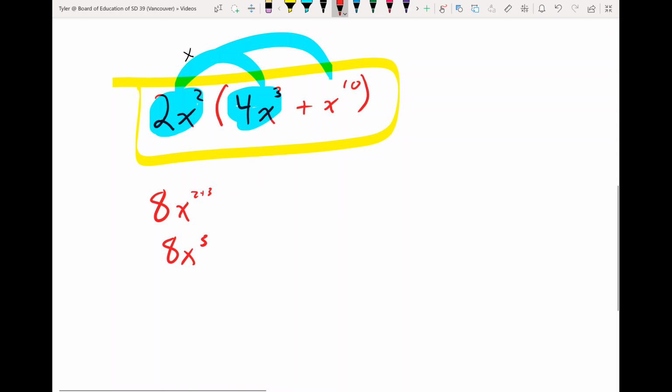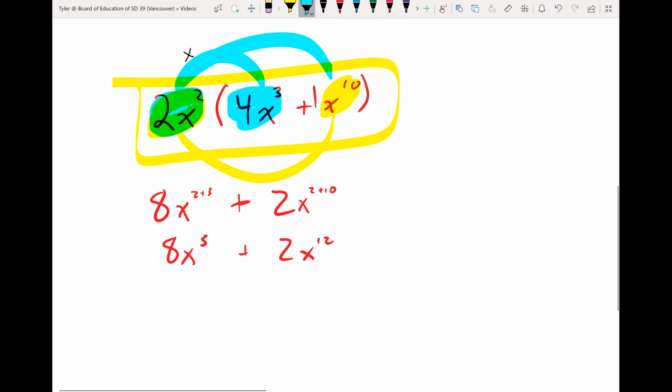Now I'm going to do the second term. So I'm going to do this 2x squared times the x to the 10. It's plus as well. So let's get the plus. This is going to be 2 times, there's a 1 here, so it becomes just a 2 for the numbers. And then we're going to do x squared times x to the 10. And again, I'm multiplying, so it's going to be adding. So it's going to be x to the 2 plus 10 gives me x to the 12.